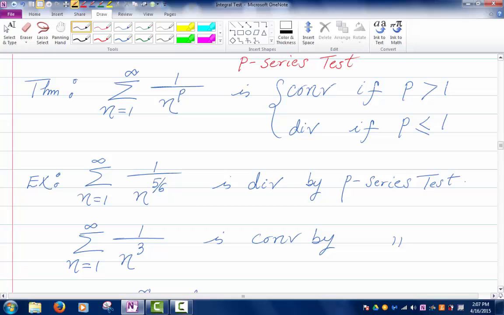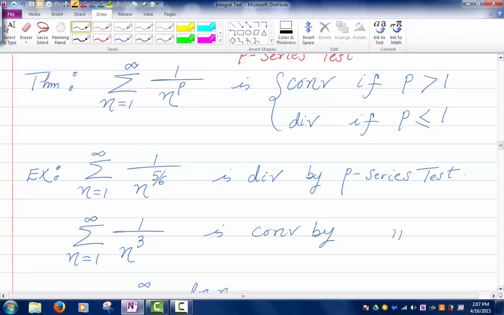Okay. For example, let's say I have the series n going from 1 to infinity of 1 over n to the 5/6. Is this convergent or divergent? I don't have to do any work. I'm just going to say by the p-series test, it is divergent because p is 5/6, which is less than 1. Okay? And then in the other example where I have the summation n going from 1 to infinity of 1 over n cubed, that's convergent by the p-series test because p here is 3, which is bigger than 1. Is everybody clear how to use the p-series test? Is that okay? All right.